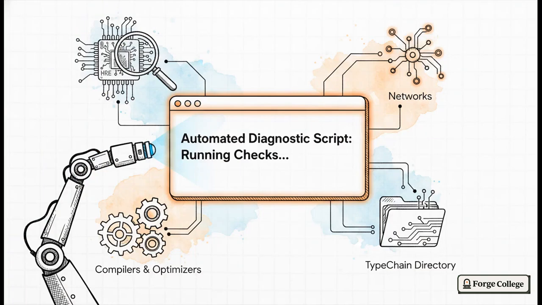To check all these systems, we're going to create a really small diagnostic script, and we'll call it checkSetup.ts. What this does is it automatically scans our networks, our compilers, the optimizers, and it verifies that the TypeChain directory is actually there. It gives us deterministic, machine-readable proof that things are working. So it's not just us crossing our fingers and guessing things are okay, it's the machine literally proving it to us.